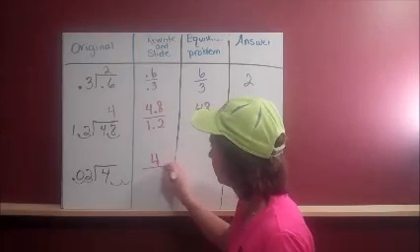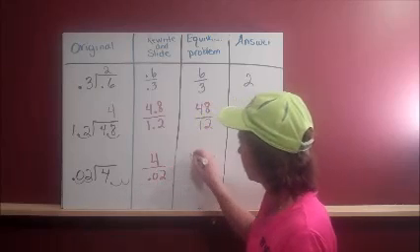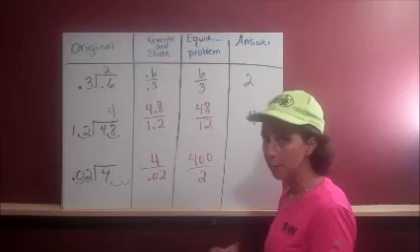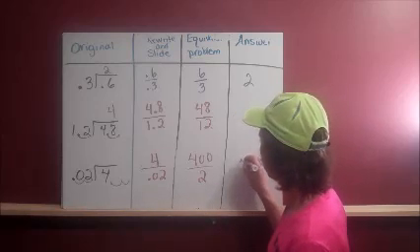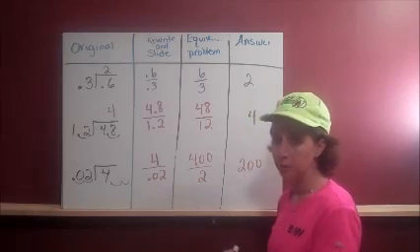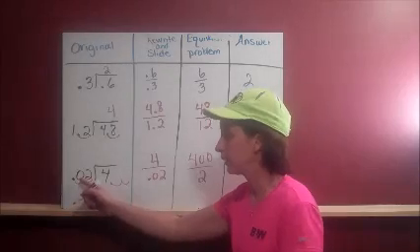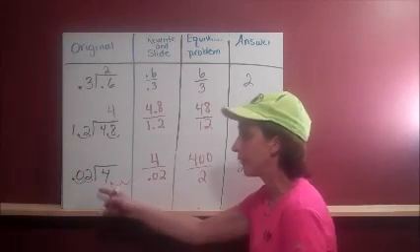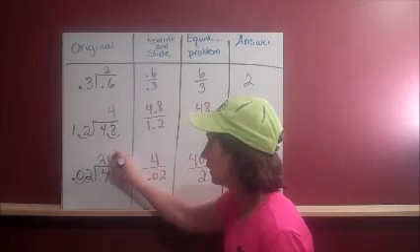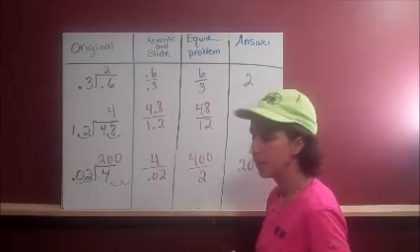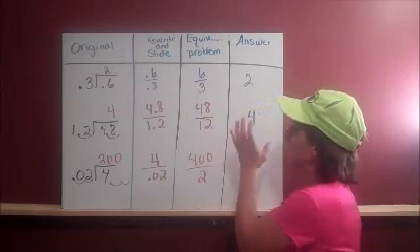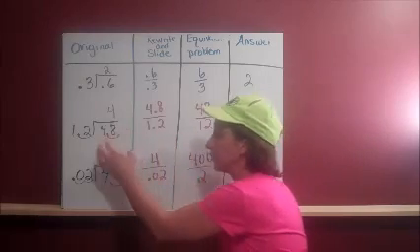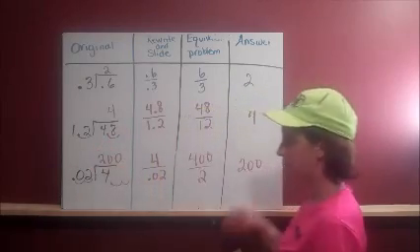4 divided by 200ths is the same as 400 divided by 2. And 400 divided by 2 is 200. So the answer to how many sets of 200ths are in 4, or the answer to 4 divided by 200ths, is 200. Remember, the answer to your equivalent problem is always equal to the answer in your original problem.